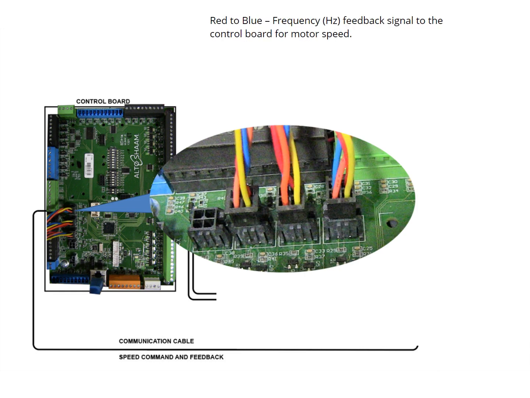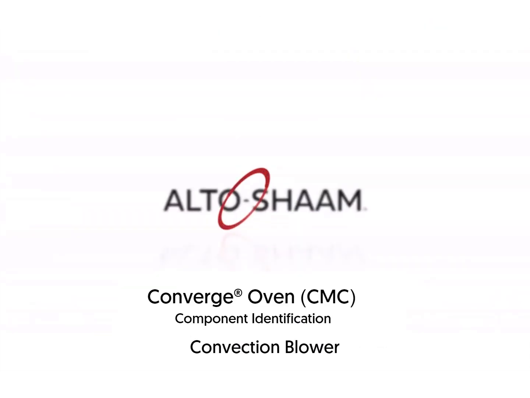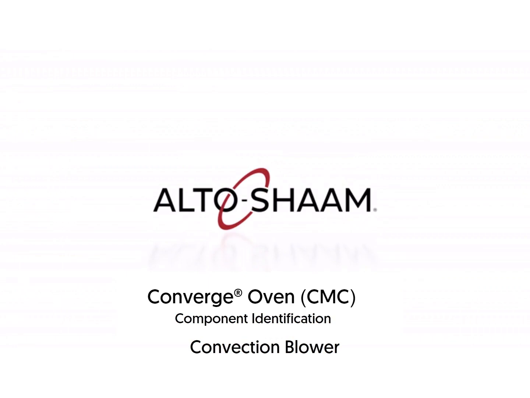You can check the motor speed feedback signal by measuring the frequency across the red and blue wires at the connector on the control board. With your meter set on the frequency setting, 100% motor speed should have a measurement of 778 Hz, and at 50% motor speed, the measurement should be 530 Hz. This completes the convection blower component identification video.